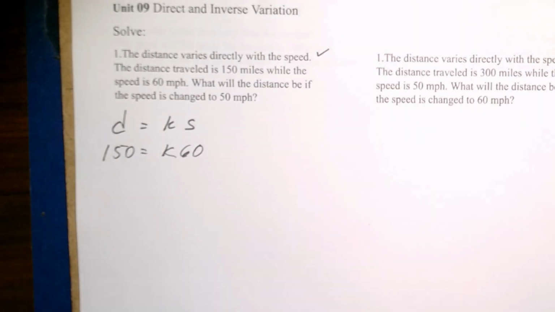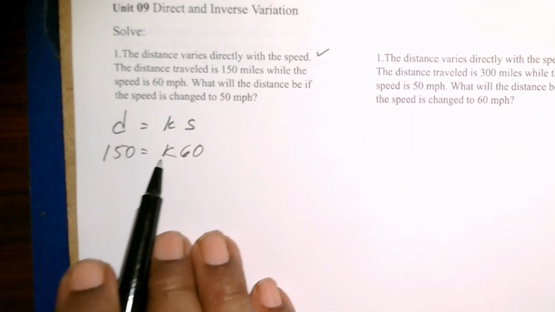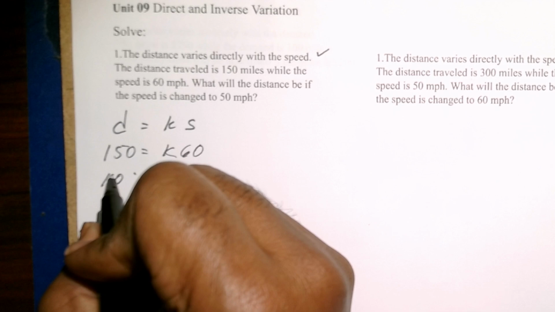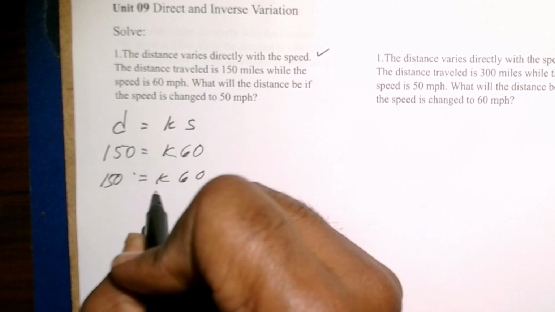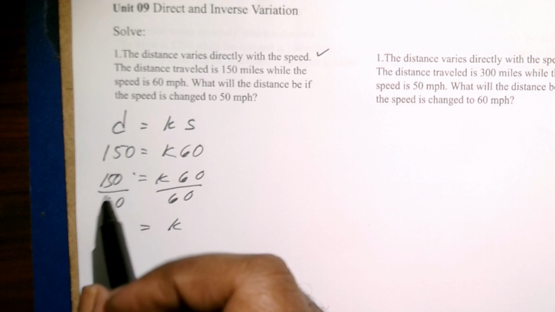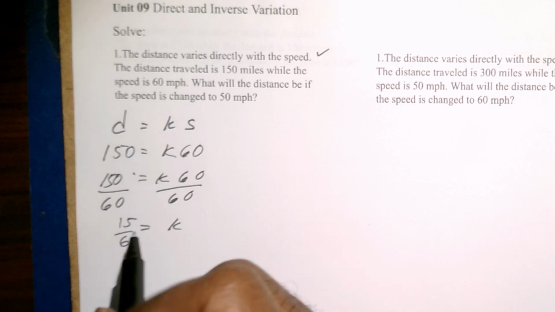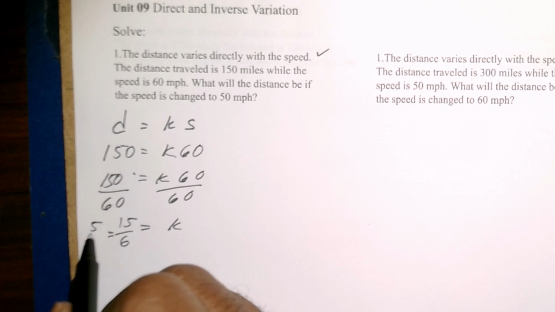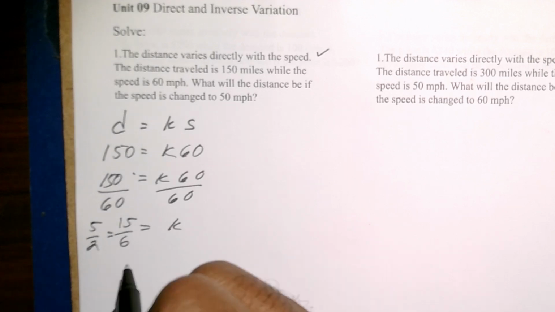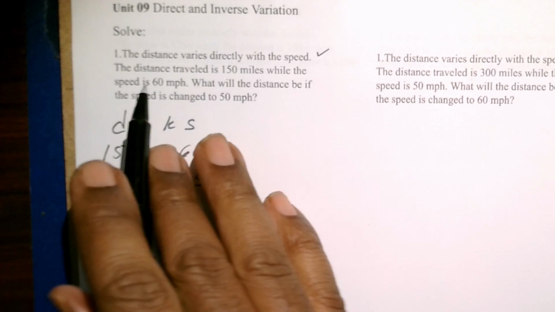Now, I can use this information of 150 and 60 to actually solve for k. So I'm going to pause here and find out what that constant is. I'm going to take 150 equals k times 60 and divide both sides by 60. The zeros will cancel. I end up with 15 over 6. I can divide both of those by 3, and that'll give me 5 over 2. So my k is 5 over 2. Okay, so what I actually now have is d equals 5 over 2 s for this situation here.